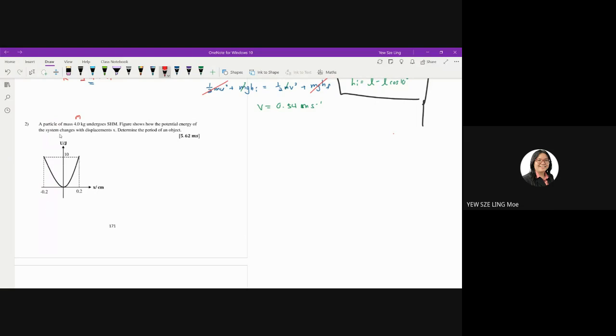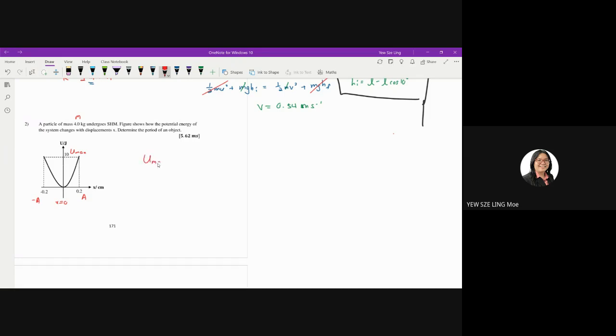If you look at this diagram, again, the information that you have is amplitude, negative amplitude, and then positive amplitude. And then here is x equals 0. So this is your U maximum. In order to determine the period, we need omega. This one is very similar to the questions that we've seen in exercise 9.2 just now.